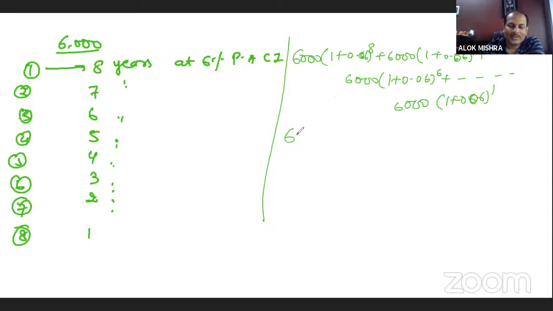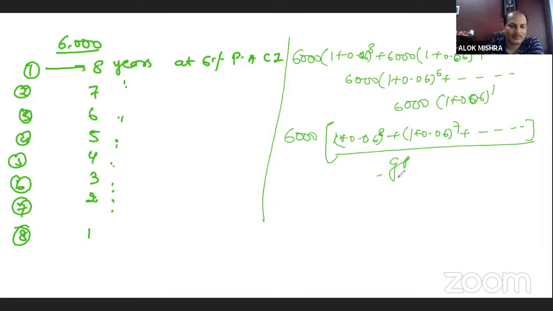So how is it basically derived? 6,000 I can take common. It's 1 plus 0.06 to the power 8 plus 1 plus 0.06 to the power 7 plus dot dot dot. And on this part, we use the concept of GP, geometric progression, which you don't have. So simply we'll be discussing the formula, fine, in the next class.